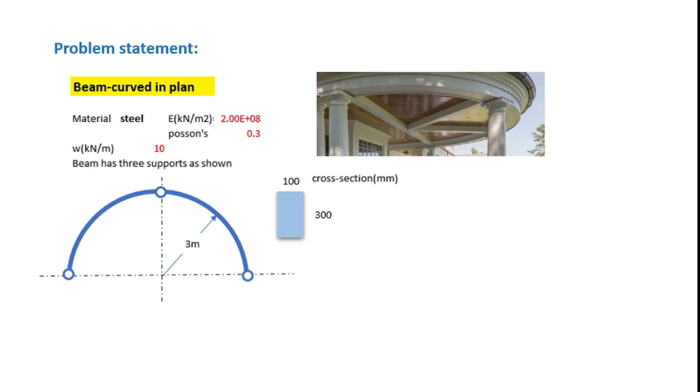In order to help you understand better how this beam looks in reality, here I have attached in the right corner a curved floor beam that is supporting a balcony. As you can see, it has 3 supports, one at each end and an interior support as well. So let me take you to Abaqus.